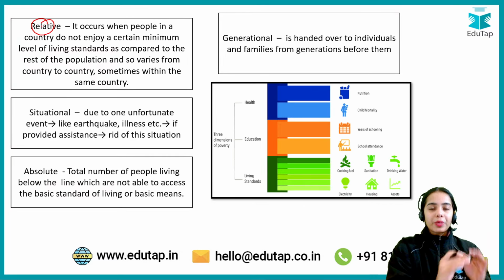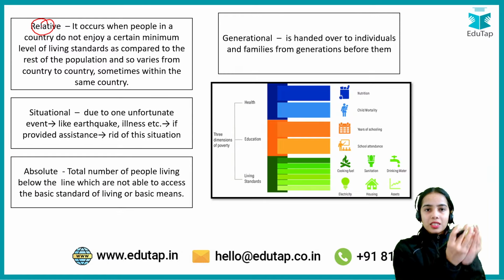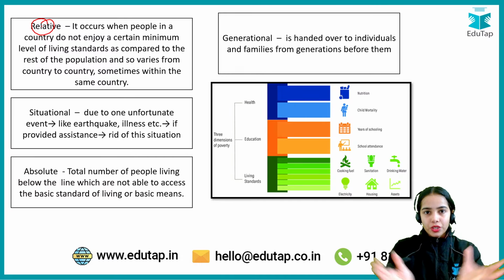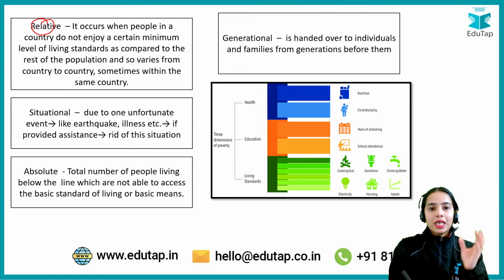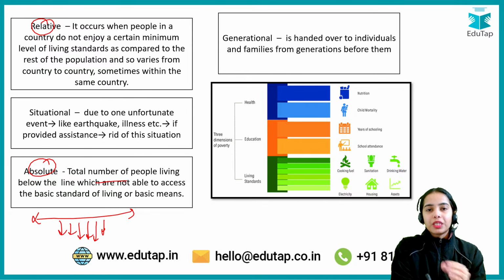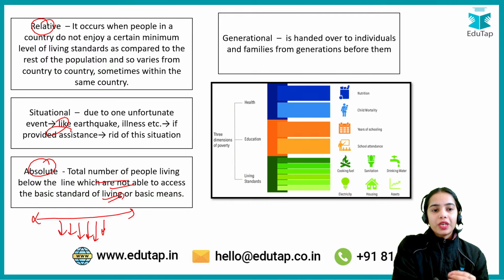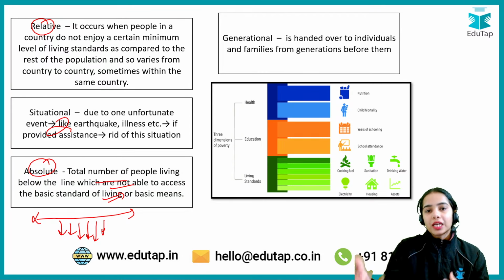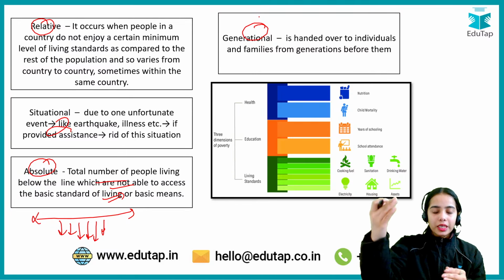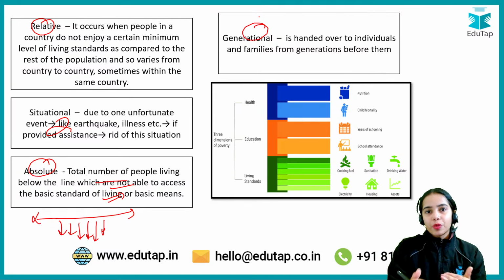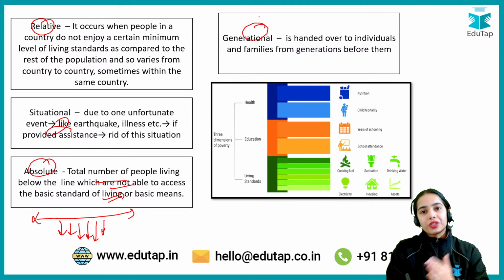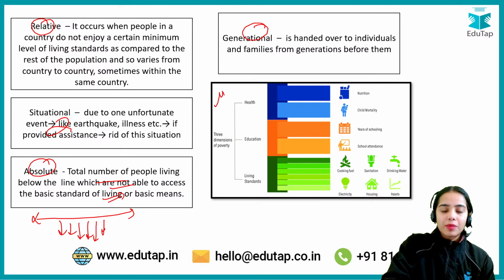Relative poverty is when we are comparing a part of the population with the rest of the population, that this part of the population does not have enough resources in comparison to the rest of the population. Absolute poverty is when we see the number of people that are below the poverty line. So this shows the number of people that do not have the basic standard means. Situational poverty is when because of a situation the people are in poverty. Generational poverty is the poverty that has been passed down from generations before, just like there is generational wealth. Now there is multidimensional poverty, in which we see the poverty from multiple dimensions: health, education, and living standards.